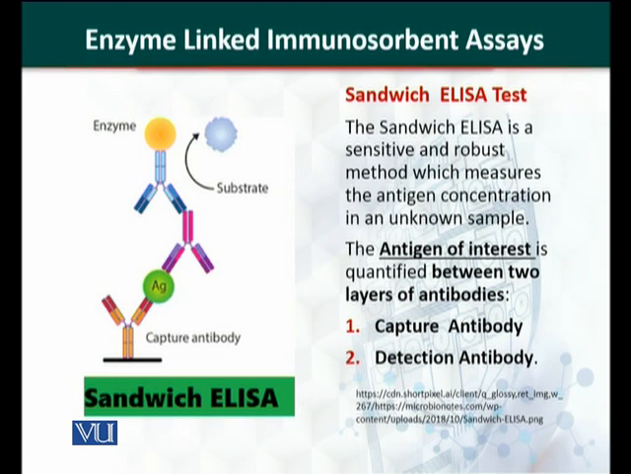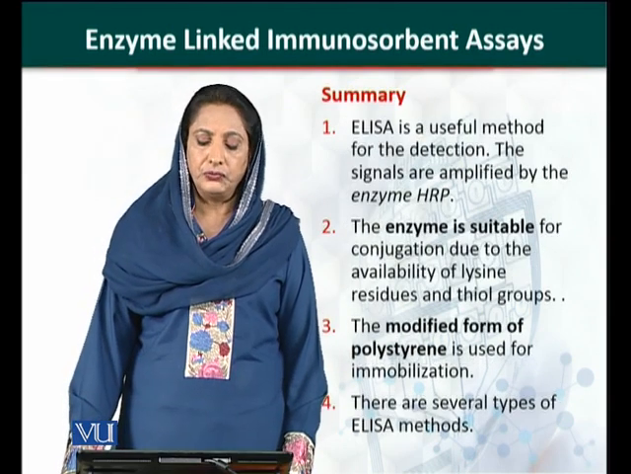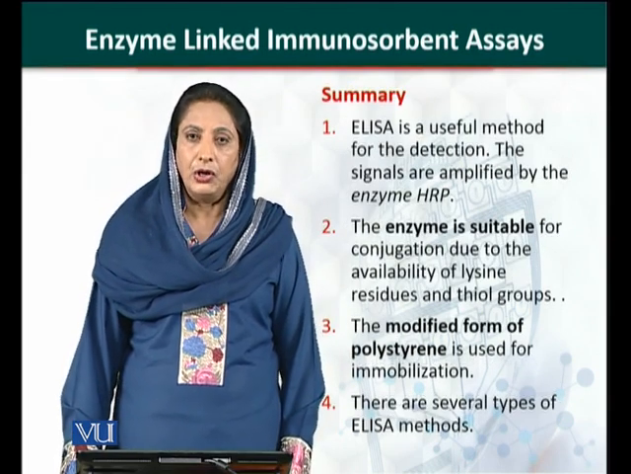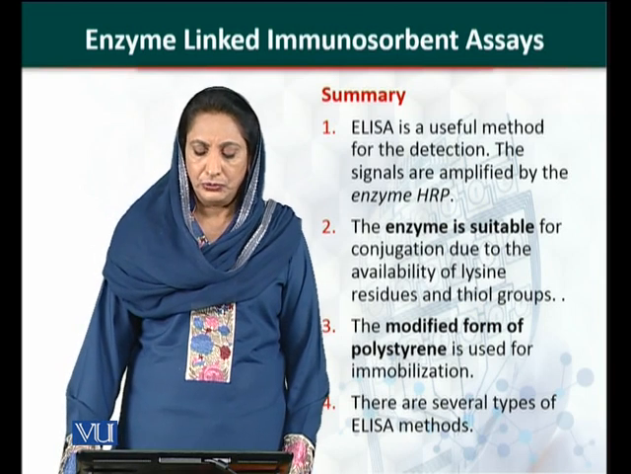Third is the sandwich ELISA test. In sandwich ELISA test, we use 3 types of different antibodies. First is the antigen of interest, and that is between the 2 layers of the antibody. And these 2 antibodies are the capture antibody and the detection antibody. But the principle is again the same, that we use an enzyme and we add the substrate to detect the biological recognition process.